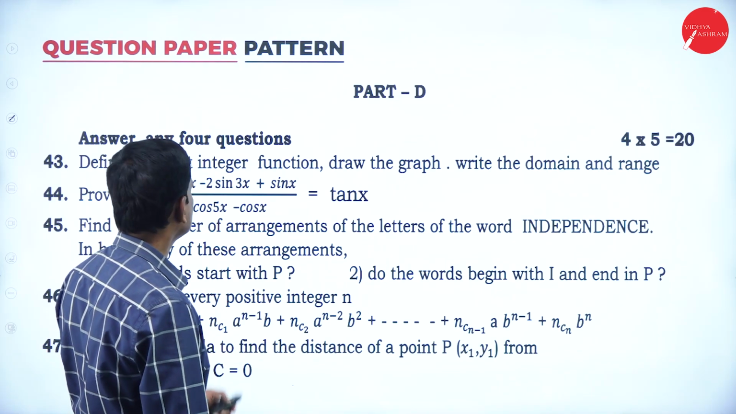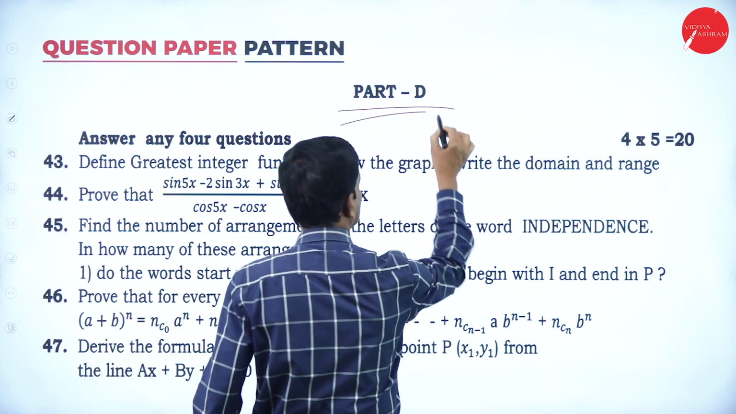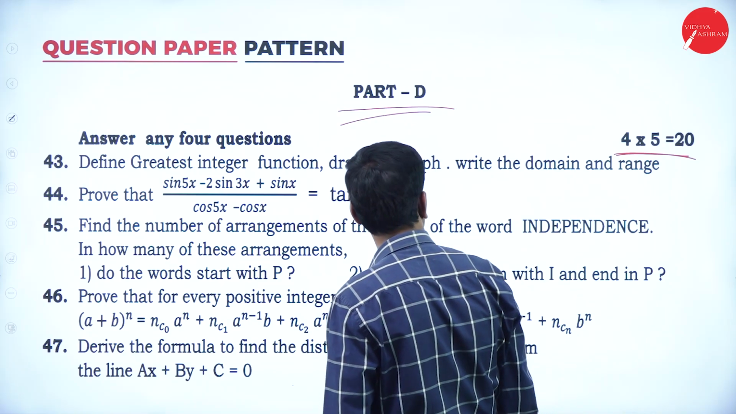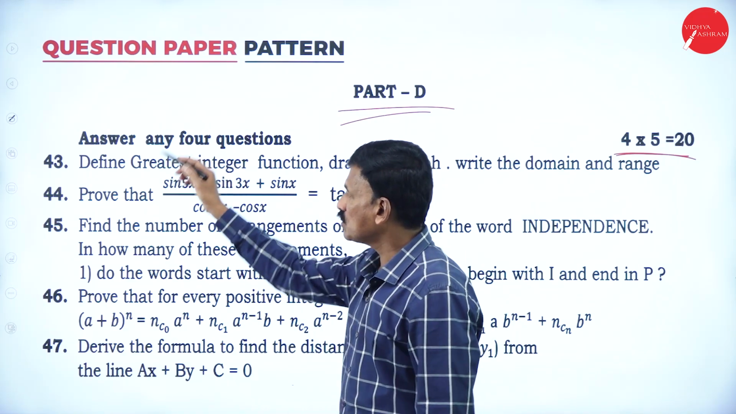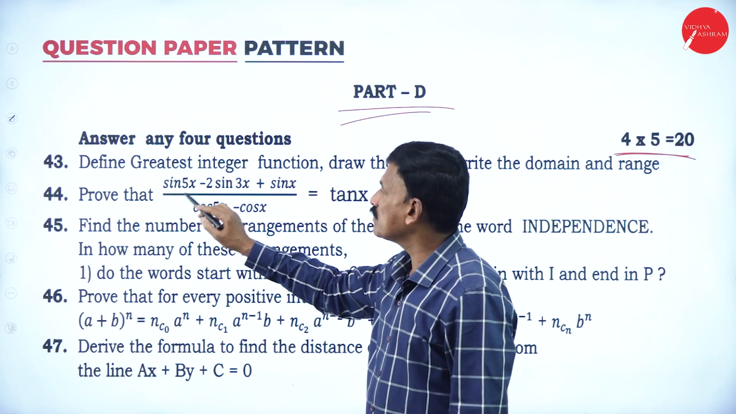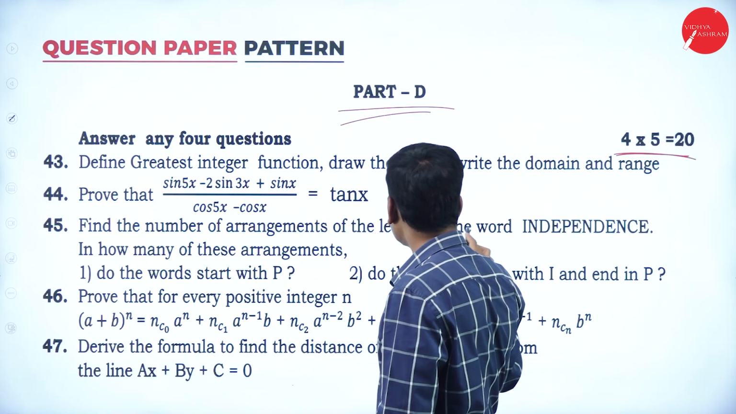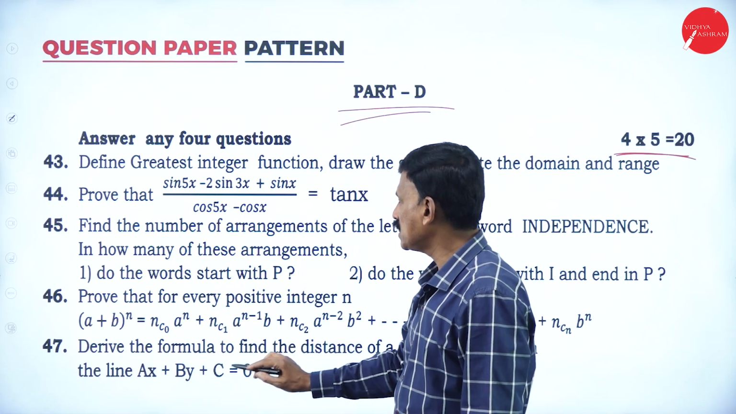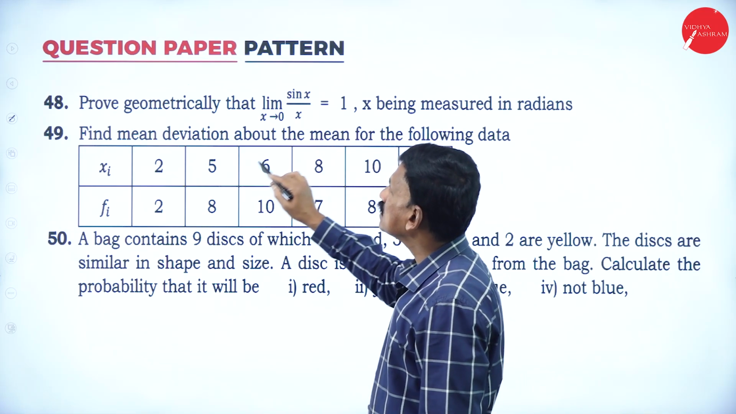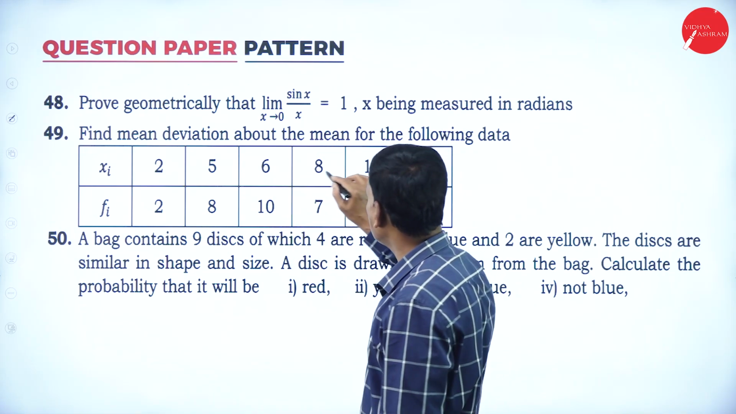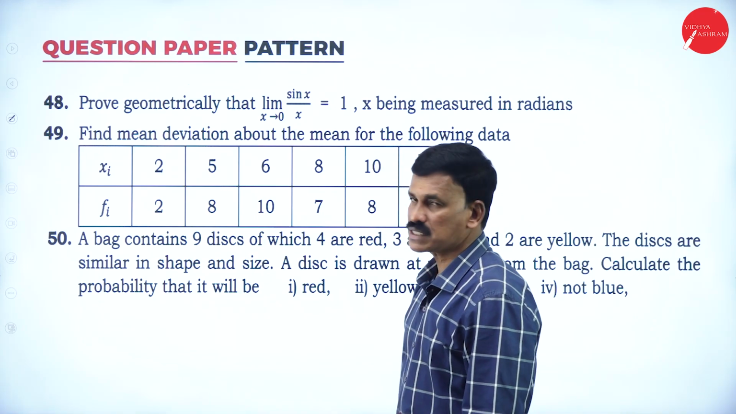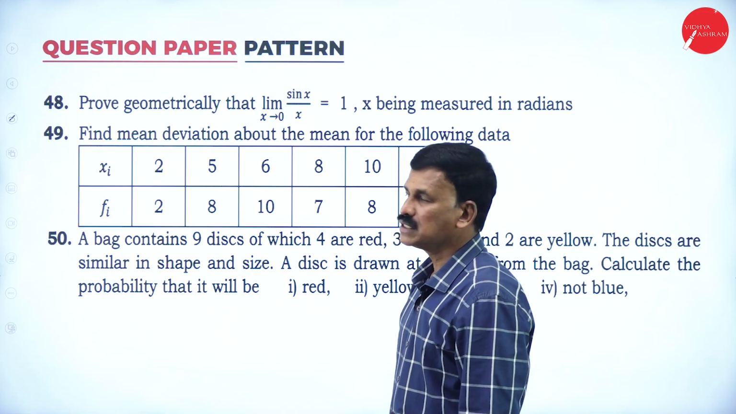Now move on to the next part D. In part D we have 4 into 5, 4 5s are 20 marks, 4 questions to be answered out of 8, all 5 marks questions. The topics are relations and functions, trigonometry, permutations and combinations, binomial theorem, straight lines, limits, standard deviation from statistics, and probability.